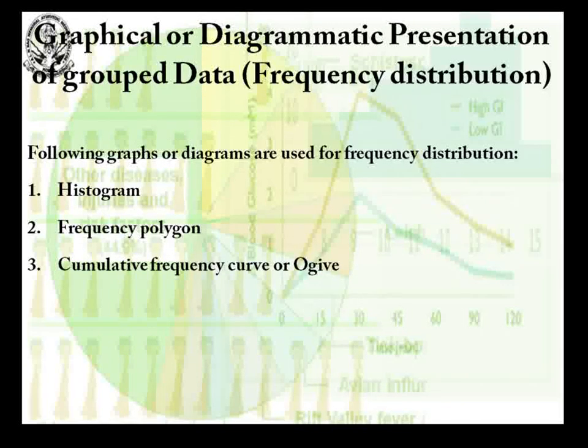Now we'll come to graphical or diagrammatic presentation of grouped data, that's based on frequency distribution. The following graphs or diagrams are used for frequency distribution. The important one is the histogram, followed by the frequency polygon, then the cumulative frequency curve or ogive.